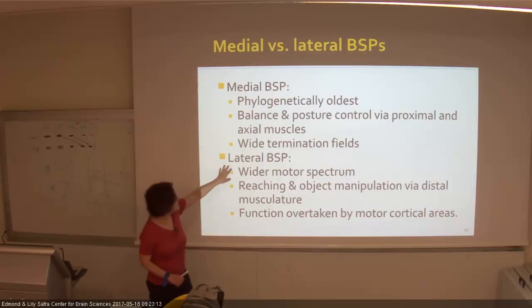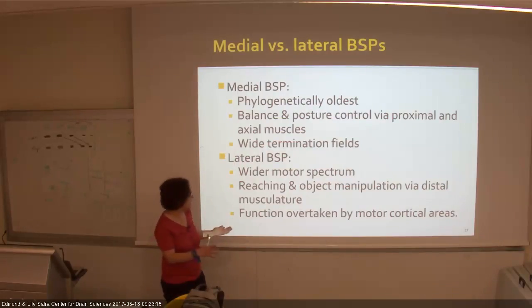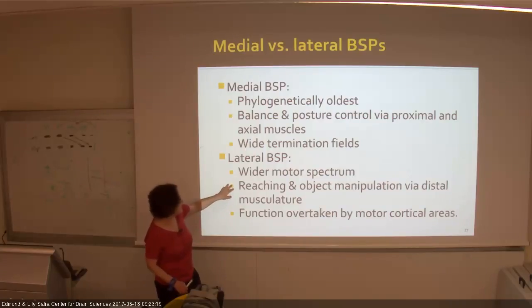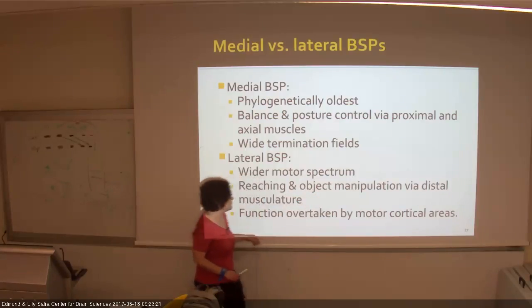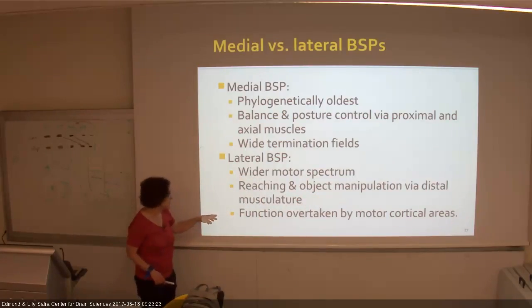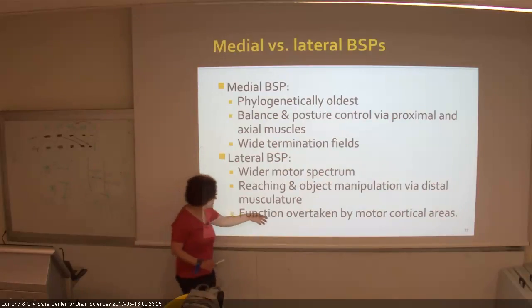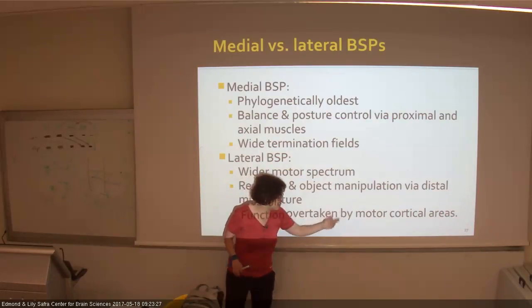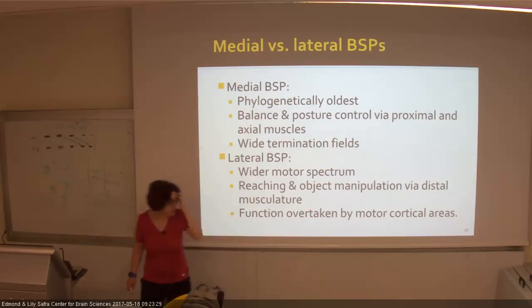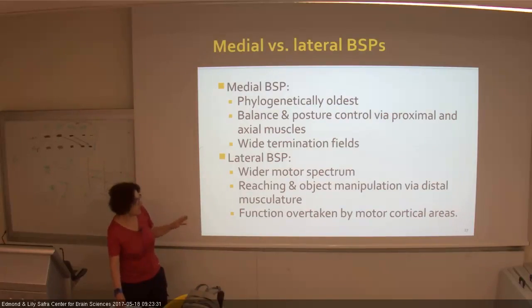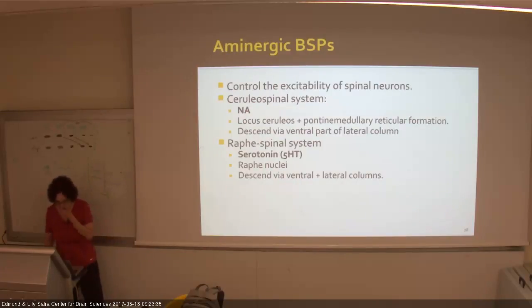And therefore, the termination fields of these descending pathways is very broad. The lateral pathways have a broader motor spectrum. They control reaching and object manipulation by controlling distal muscles. And as I said, the function of the rubrospinal pathway, which is a single lateral pathway, was probably overtaken by motor cortical areas. And we'll talk about it later.